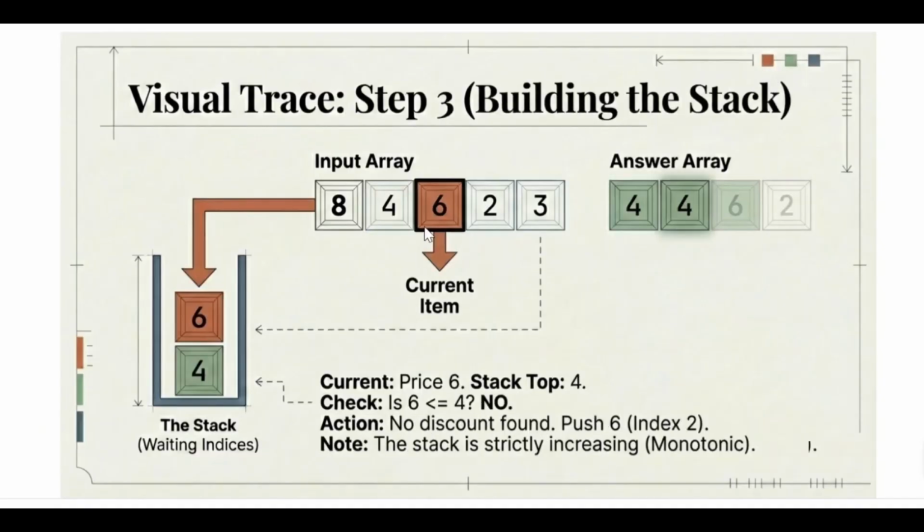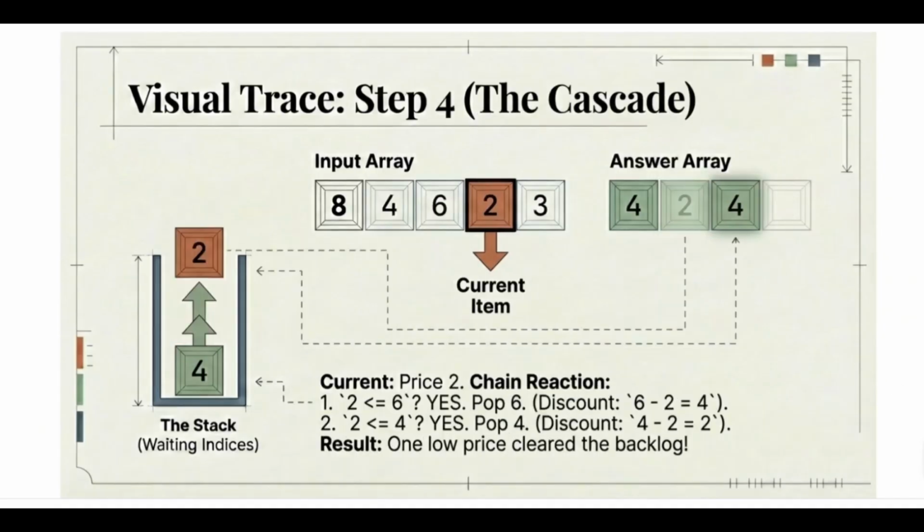Okay, so the same thing happens. We check: is the current item 6 smaller than the items waiting in our stack? No, it's not. Then it goes ahead and joins the waiting area, because it can't help answer the item. So we go into the next item. We see 2. 2 is smaller than 6, so we can go ahead and apply a discount for 6. You see how 2 is helping to clear the items that are currently in our stack, because 2 is smaller.